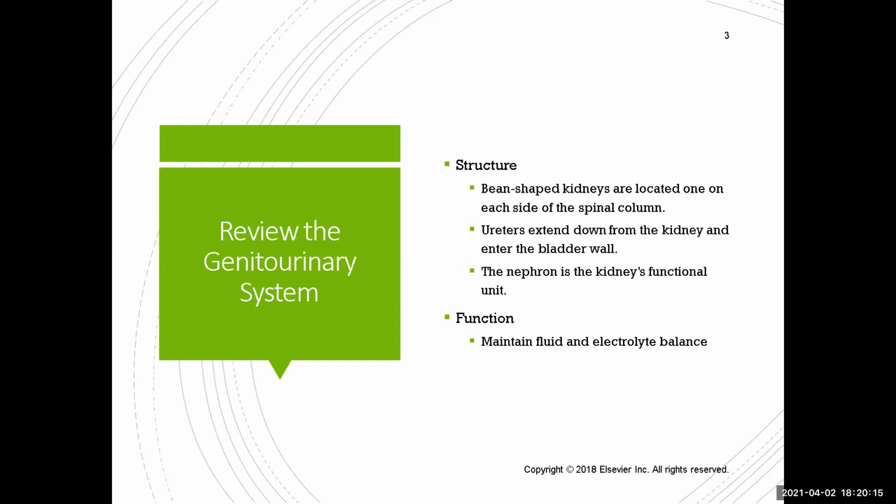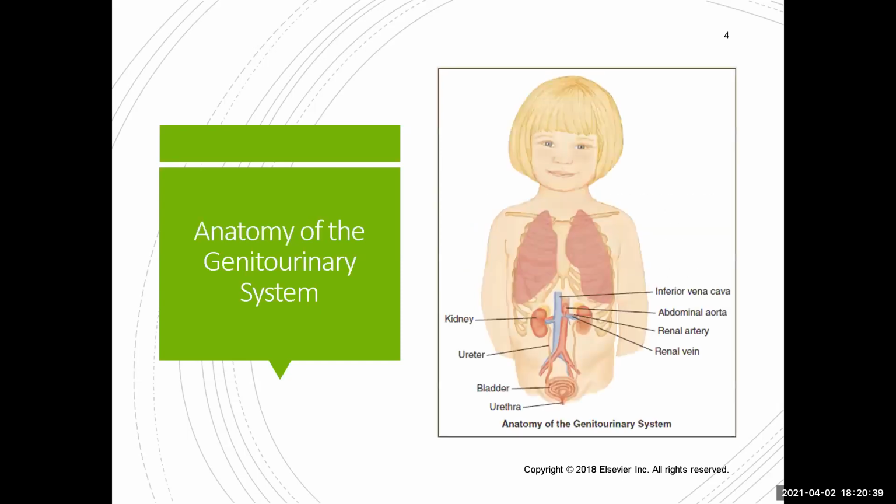Remember the structure: the kidney is bean shaped. They're located one on each side of the spinal column. The ureters extend down from the kidney into the bladder. And the nephron is the kidney's functional unit. We kind of went through that a little bit last week. It helps maintain the fluid and electrolyte balance.